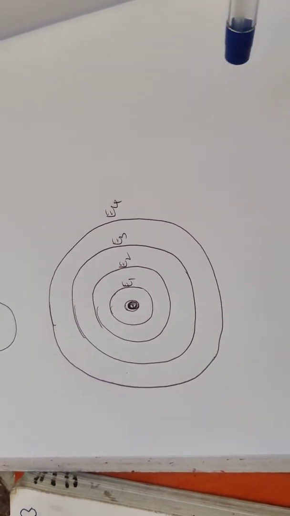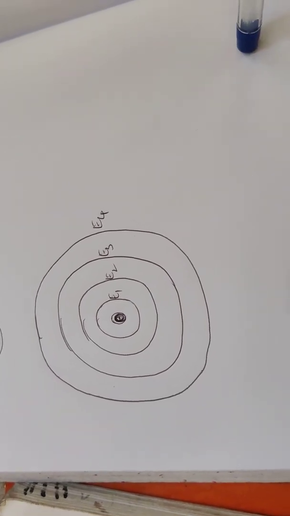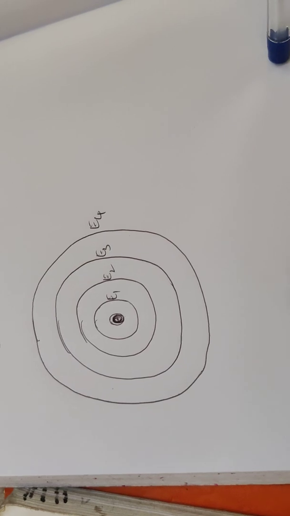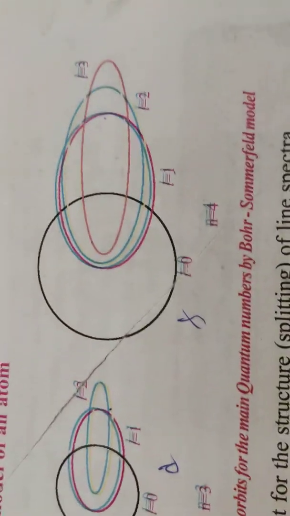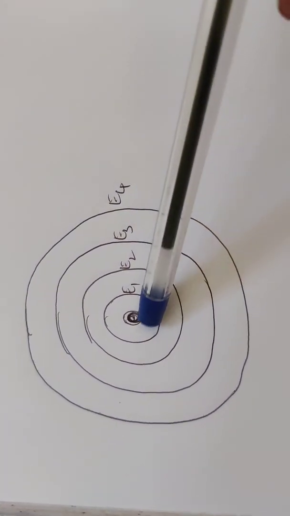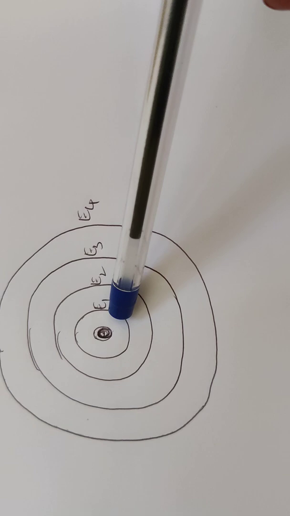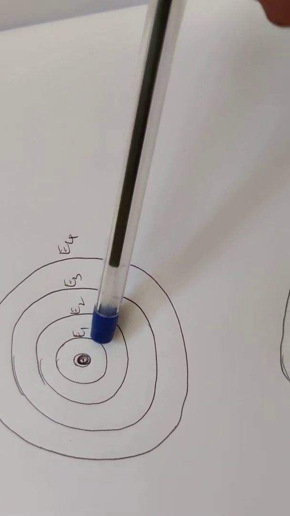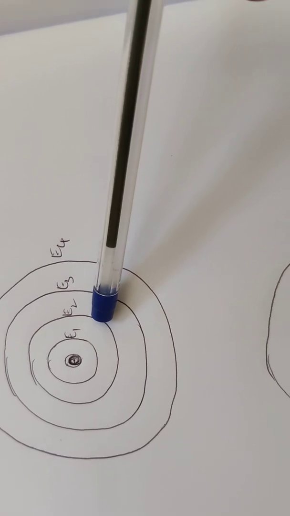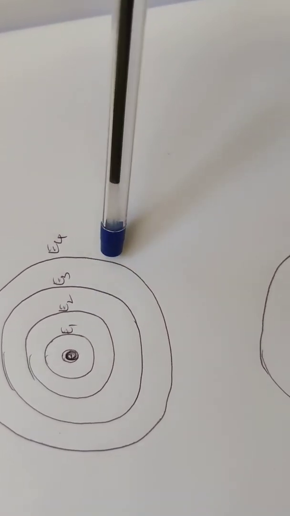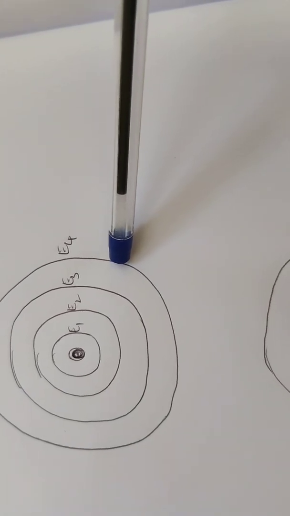So to overcome that point, Sommerfeld introduced the concept of elliptical orbits. First, if you take this one, this is the first stationary orbit. It has no elliptical orbit. The second one has one elliptical orbit, the third one has two elliptical orbits, and the next has three elliptical orbits.